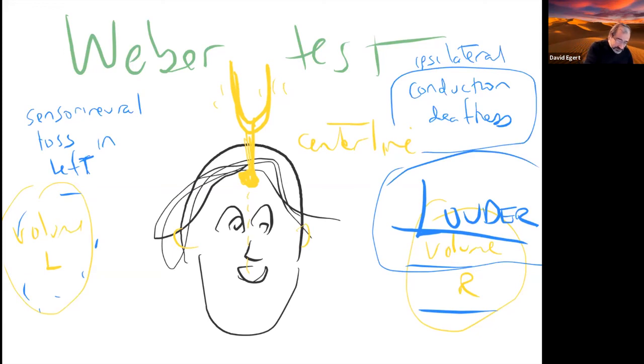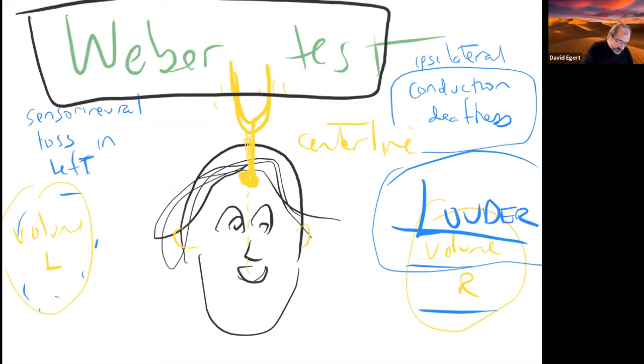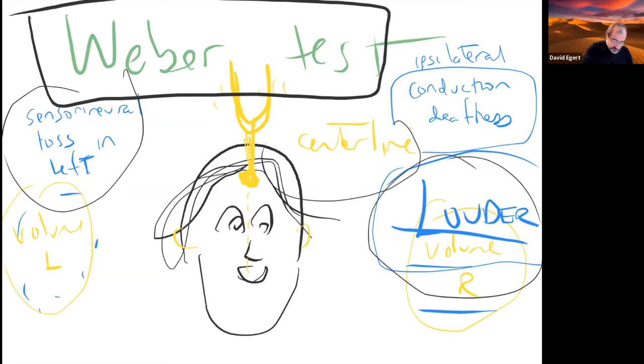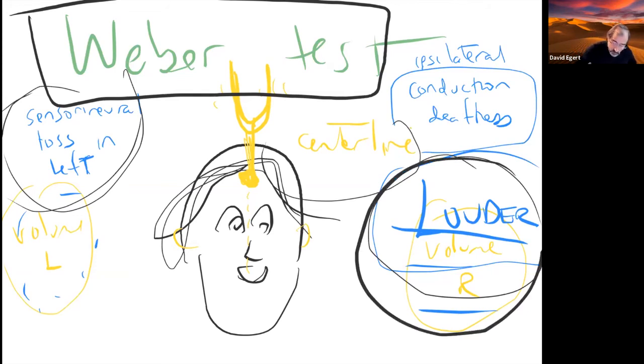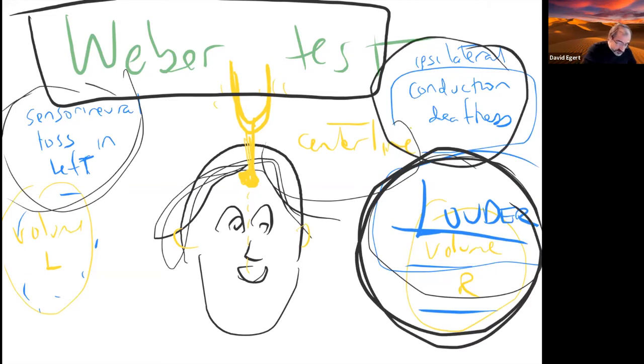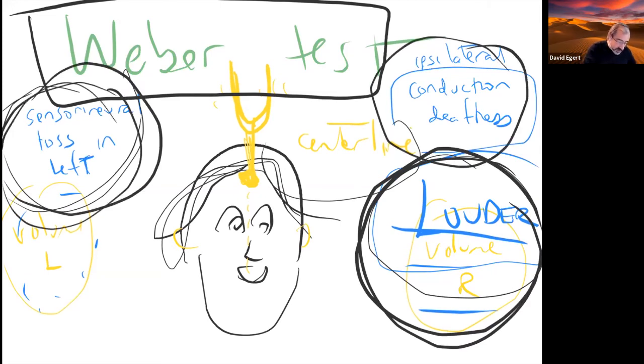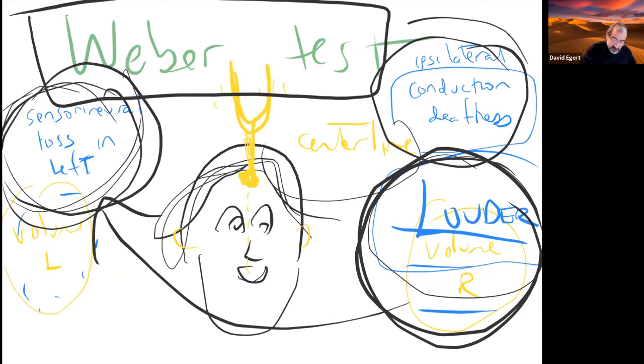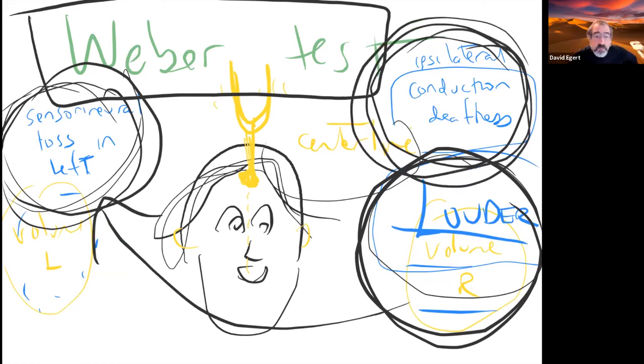So with the Weber test, if it's the same in both ears, then we have a sense of it's all good or equal amounts of loss. If we have it louder in one ear, I have two options here: sensory neural loss in the opposite side or conduction deafness on the same side. So what am I going to do? How am I going to try to figure out which it is?